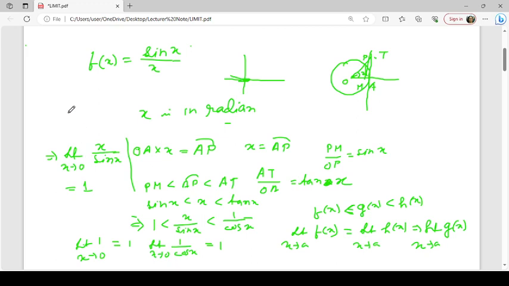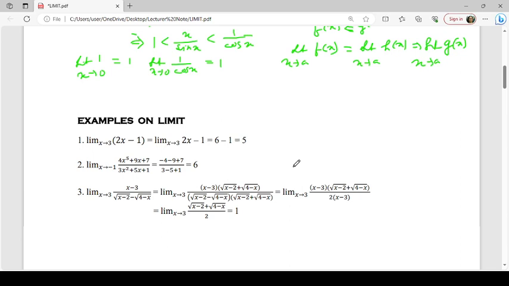So from this we get a standard result. This is the limit of sin x by x, taking the reciprocal, as x tends to 0. This value is always 1. So this is our result, and this result has many applications. So this is all about the concepts of limit. Now we see some examples.